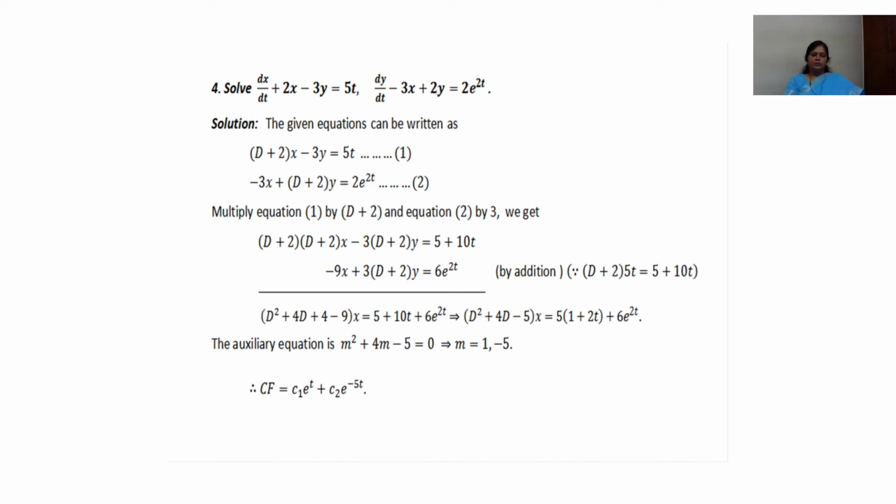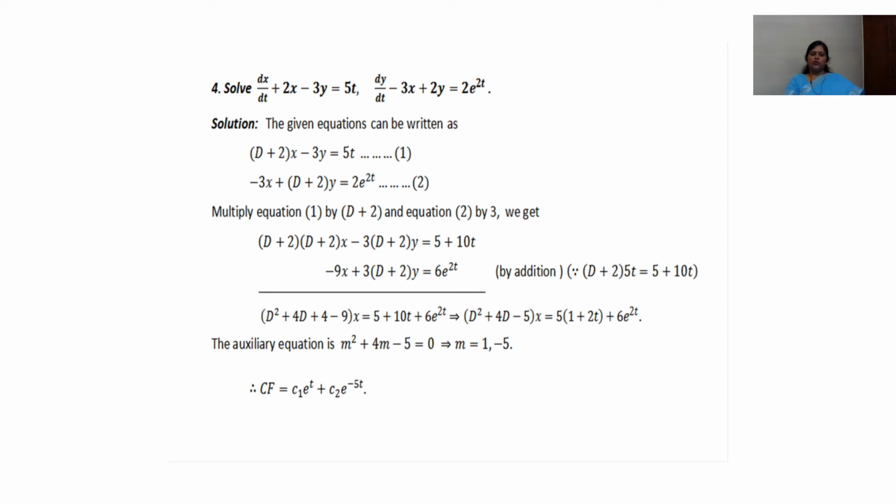So now, seeing these equations, you come to know which variable is going to vanish. If we add these two equations, the y variable will vanish and we'll get the x value. So we are going for that simplification by addition. By addition we have (D² plus 4D plus 4 minus 9) x is equal to 5 plus 10t plus 6 e to the power 2t.